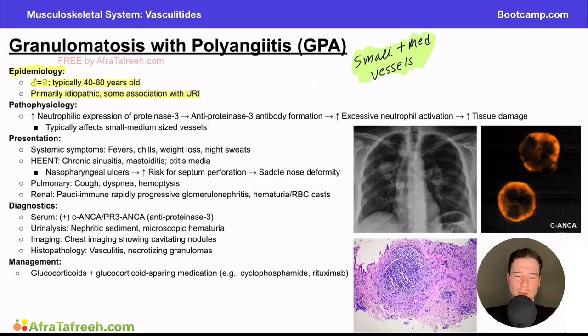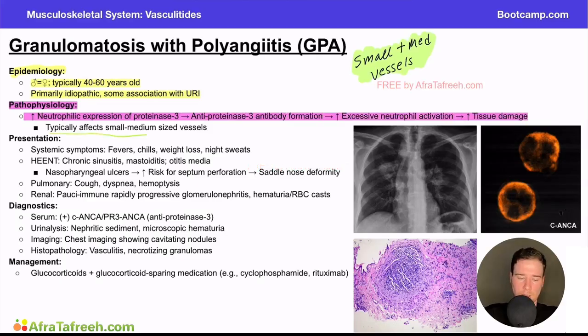So, if we think about the pathophysiology here, this is going to be due to increased neutrophil expression of proteinase 3, which becomes important in a moment, and then anti-proteinase 3 antibody forms, which ultimately leads to excessive neutrophil activation and tissue damage. And as we previously said, this typically affects small and medium vessels.